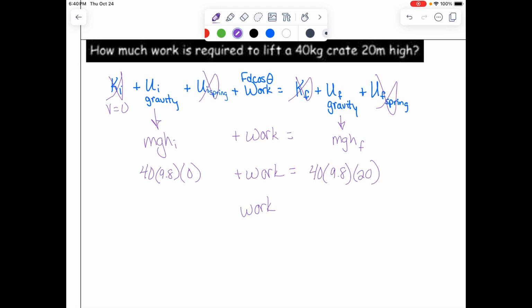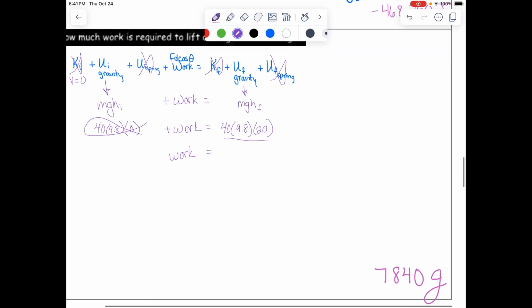Remember, this zeroes out, right? So essentially just what is that? He's got his phone calculator, guys. Did I get that number? 7,840? Yes, you did. Wow. 7,840. Label it. Work is done in joules.